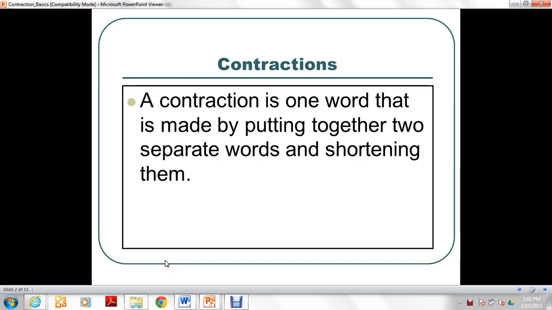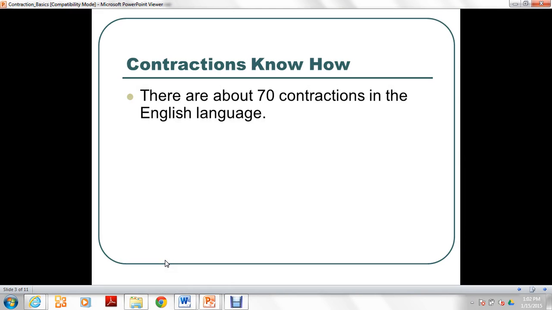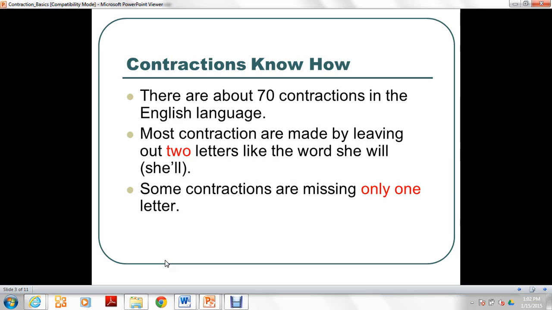Contractions. A contraction is one word that is made by putting together two separate words and shortening them. Contractions know-how. There are about 70 contractions in the English language. Most contractions are made by leaving out two letters, like the words she will, which become she'll. Some contractions are missing only one letter. Words are squeezed together.